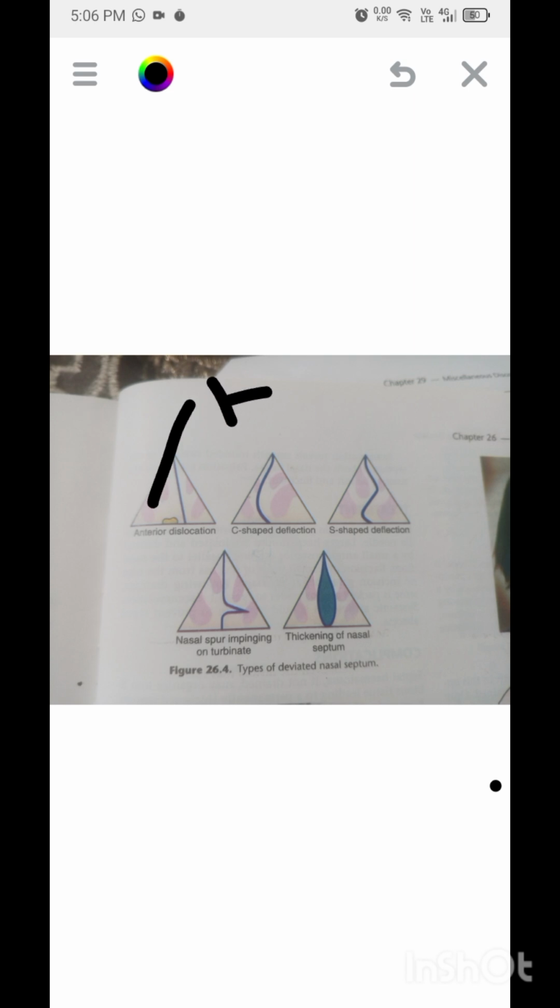Now, what is anterior dislocation? In anterior dislocation, the nasal septum is deviated anteriorly, and in the part which has the largest surface area, we may see hypertrophy of the turbinates. Here you can see the septum is anteriorly dislocated, and the part which has the largest surface area may have hypertrophy of the turbinate. You can see here this is C-shaped deformity of the septum. The septum looks C-shaped. Here also one part gets more surface area, and obviously there is hypertrophy of the turbinates.